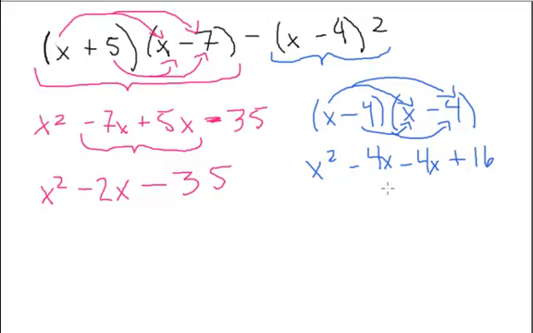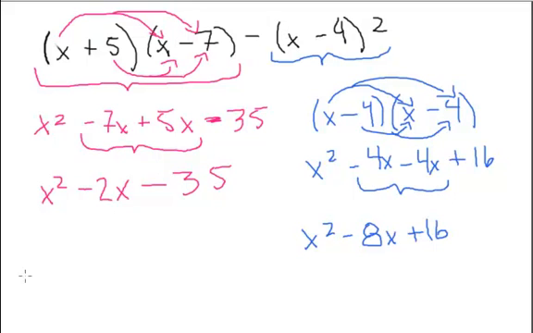Again, I could clean this part up right here because I could combine these ones. So I have x squared, negative 8x, add 16. Okay, so let's rewrite this now all together. Let's combine this equation and this equation together.